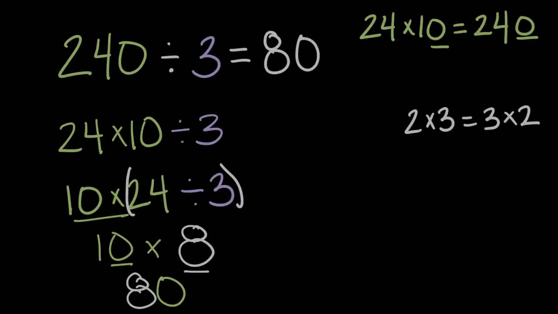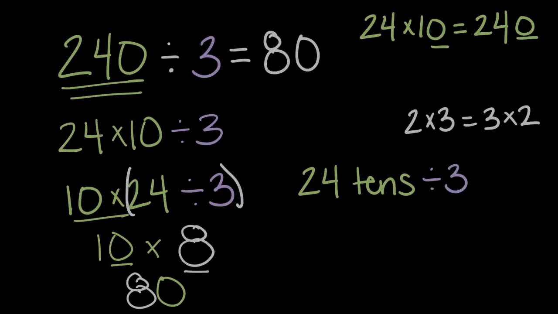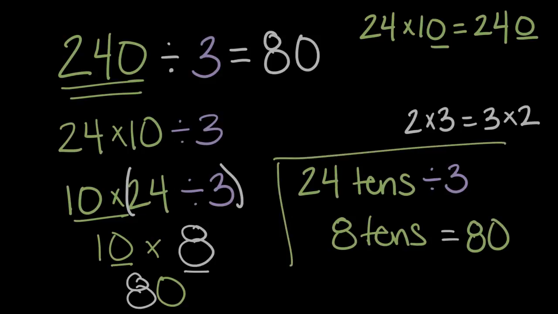One other way we could have thought about this is 240, as we've already said, is 24 tens. If we divide 24 tens by 3, we end up with 8 tens, and 8 tens is equal to 80. So this is one other way we could have thought about it, both ways using the 0 or our knowledge of tens to break this division problem down so we didn't have to deal with a large 3-digit number, but could deal with simpler, smaller numbers.